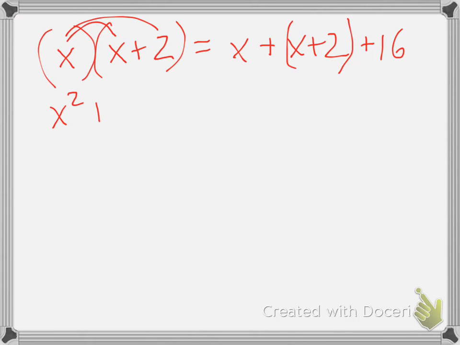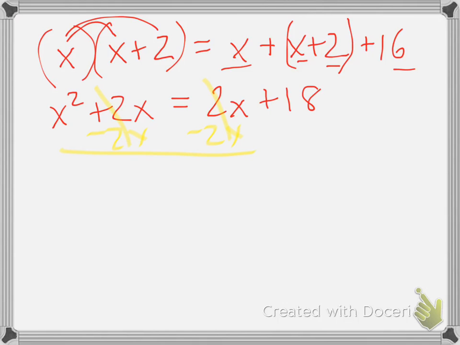You get x squared plus 2x. Over here I'm going to combine like terms. So I have two x's, so that's 2x. I have a 2 and a 16, so that's plus 18. Again, I have a quadratic. I know I have a quadratic because there's an exponent of 2, so I'm going to have to push everything over to one side and set it equal to 0. This ends up being x squared equals 18.